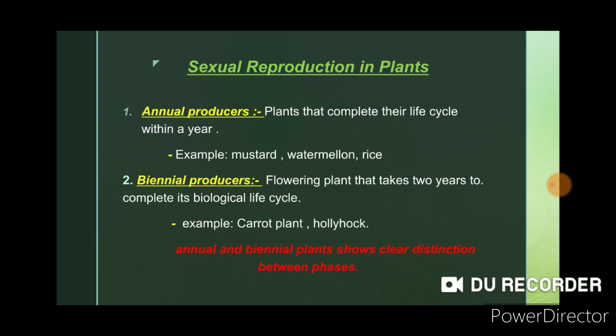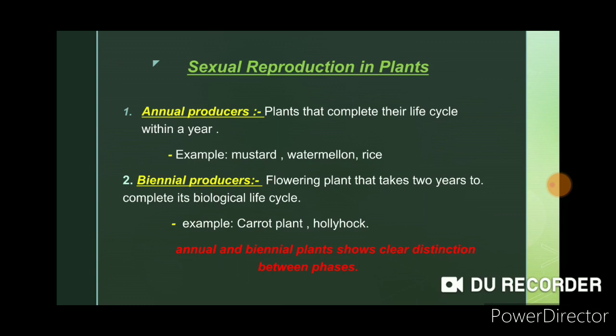What does annually mean? Annually means when a plant is capable of completing its life cycle within a year, like growth phase, reproductive phase, and senescence phase, the whole process takes place within a year, they are known as annual producers. It means the plant will flower only once in its whole life cycle, after the reproductive phase. Examples are mustard and watermelon.